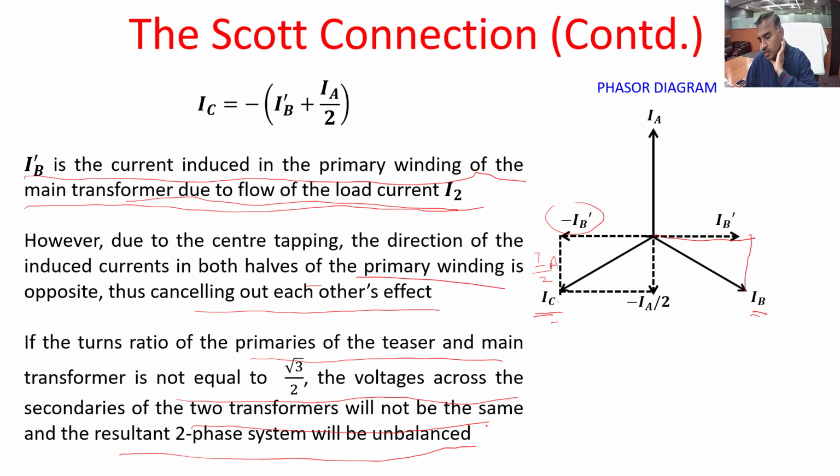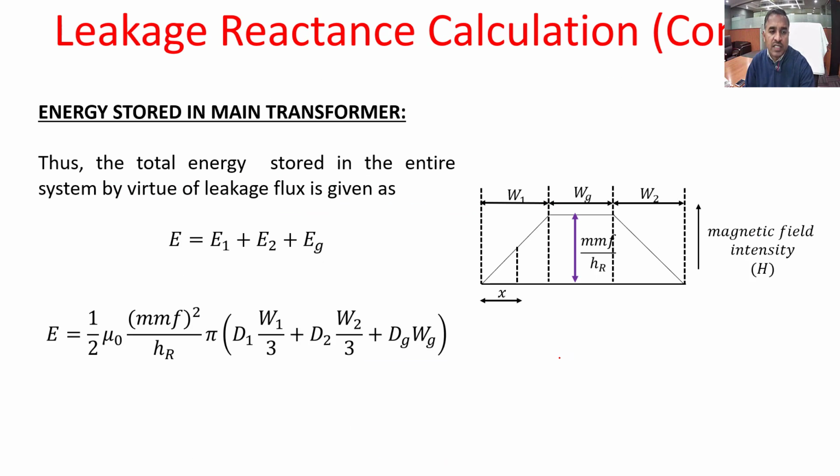One is to 86.6%. The teaser transformer should have 86.6% of the turns of the primary winding with respect to the main transformer. So this is how the Scott connection is made possible. Now the calculation of leakage reactance.